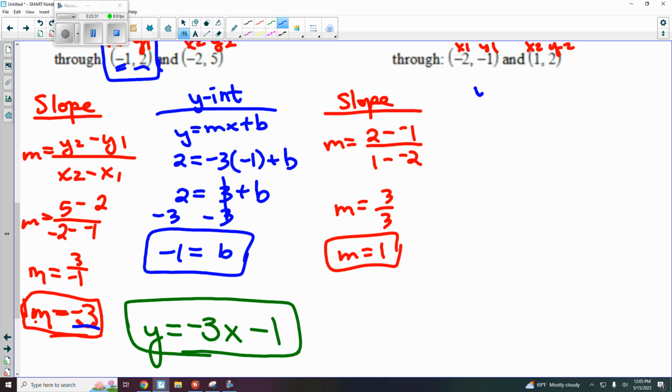There we go. Now we find our y-intercept. We use our slope-intercept form, y equals mx plus b, and our first ordered pair, and our slope.